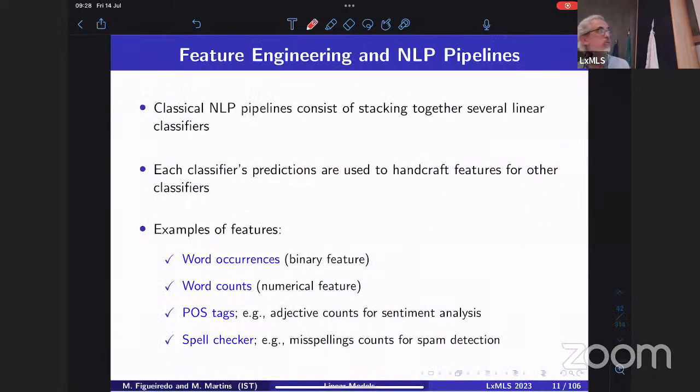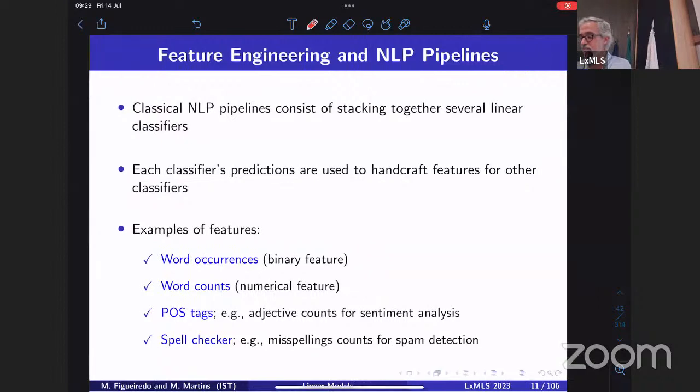So examples of features used in natural language processing would be word occurrences, that is, does a given word occur or not in a text, say. Word counts, how many times a given word appears. Part of speech tags, if it's, for example, important to know if it's an adjective or not, if you're doing sentiment analysis. Spell checking, if you have a spell checker, you can check the spelling. This is important for spam detection, because it used to be the case that spam email had a lot of spelling errors. Maybe not so much these days.